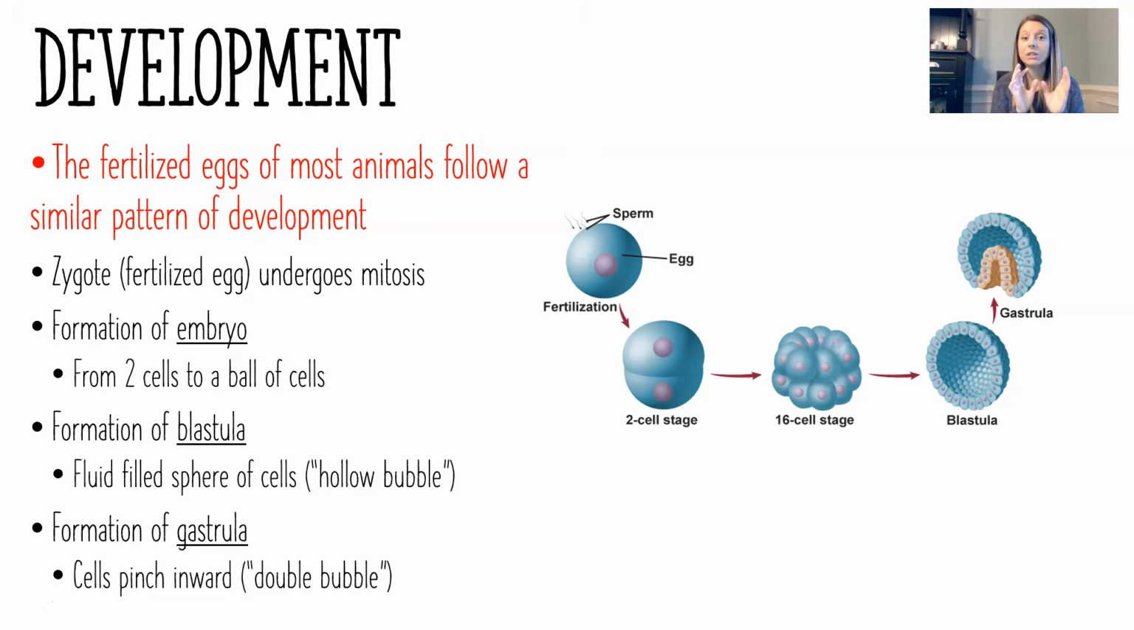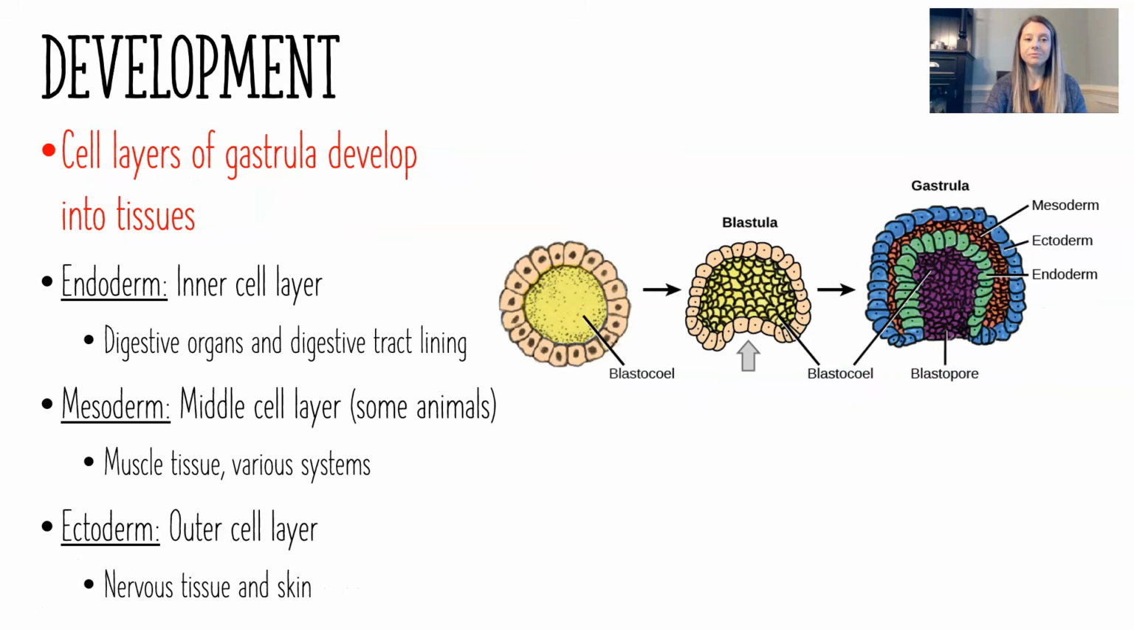That's going to be really important as you get into your more complex animals, what happens after that stage. But all animals follow this similar sequence of events: the zygote, then the embryo, then the blastula, and then the gastrula. Now the gastrula is going to develop into different tissue layers.